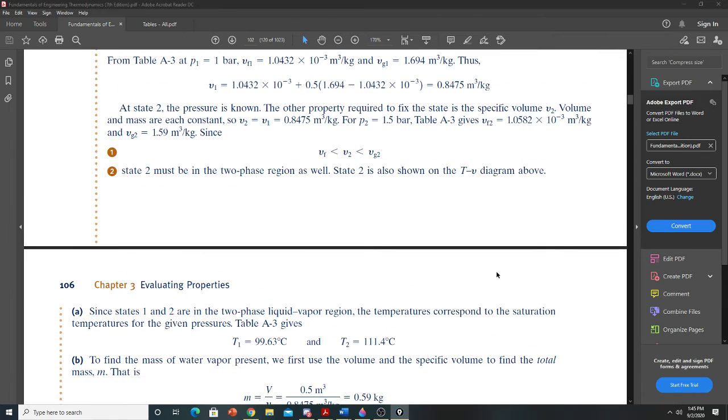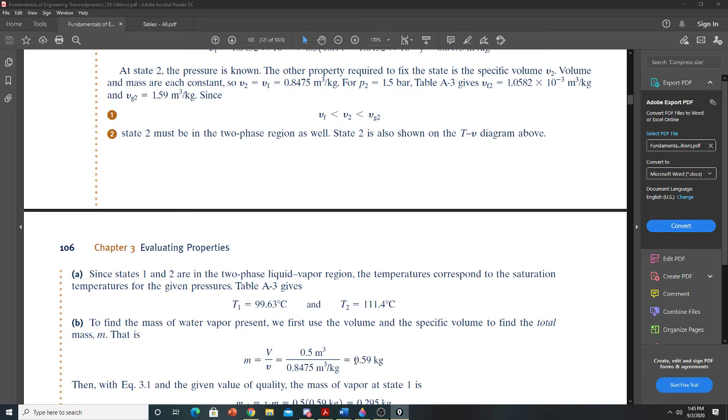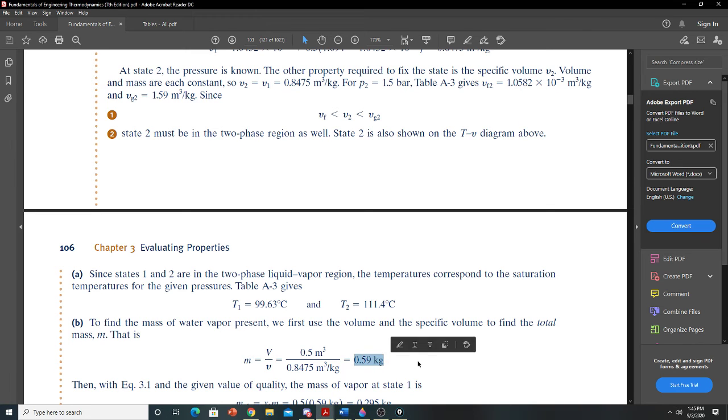Now, here's the next part though. Because we found the mass, right? This is the mass of water vapor present. Actually, this right here is the total mass, by the way. So total mass is 0.59 kilograms, right? Remember, this is the total mass at state 1, before any heating has taken place. So we have 0.59 kilograms inside of the container.